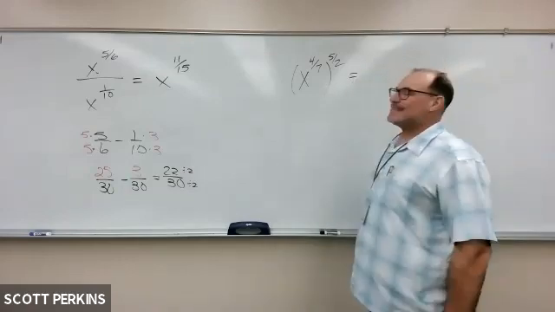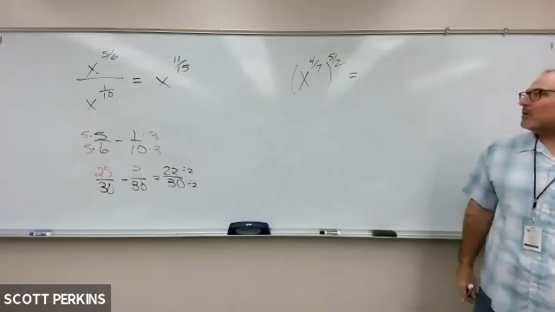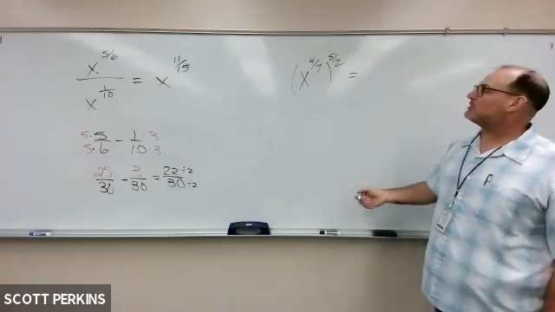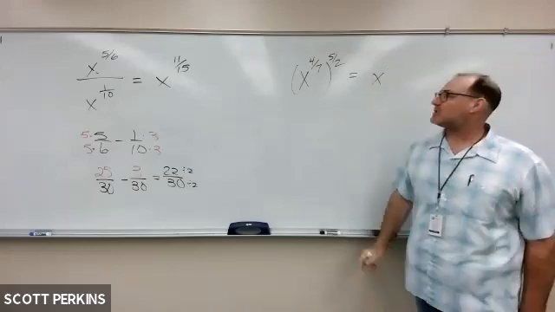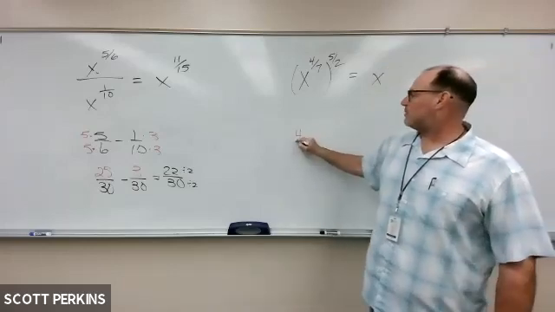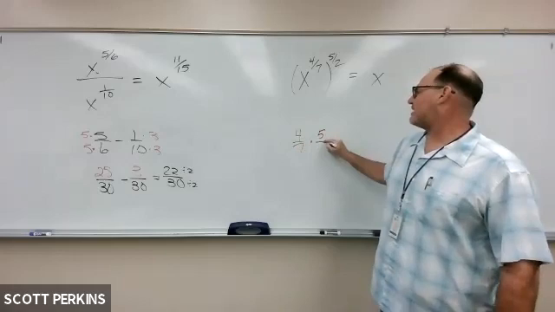okay, power rule says when you have something raised to a power, raised directly to another power, you multiply. So my base is x, my base is going to stay x. And so now what I have to do is multiply 4/7 times 5/2.